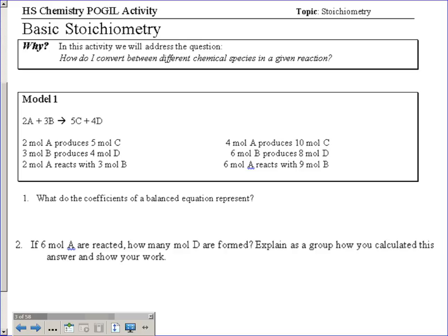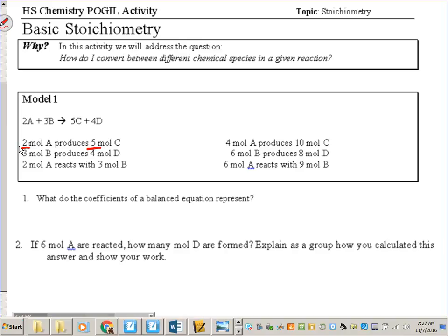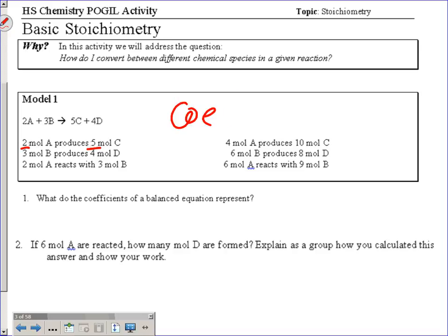So all of these little relationships that are established, 2 moles of A produces 5 moles of C, where are we getting these numbers from, right here and here? Where are we getting those numbers from? 2 and 5, Rishi. So that chemical equation, but what part of it are we pulling? What do we call the number in front of the reactants and products? Coefficients, right? So these are all just coefficients, so the coefficients are the only thing we have to really be concerned about.